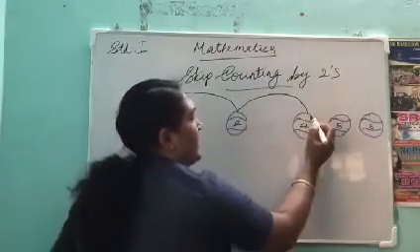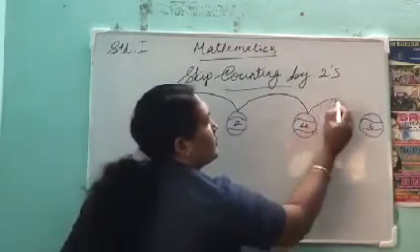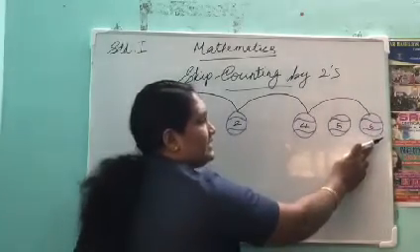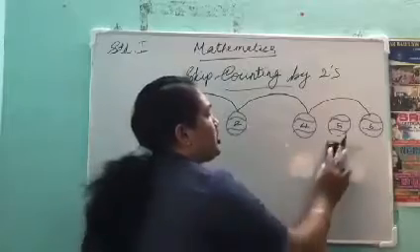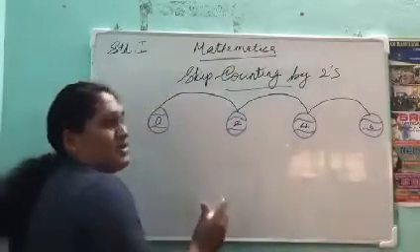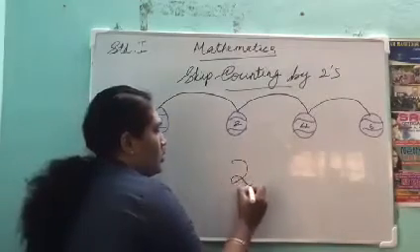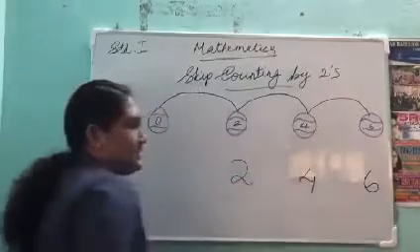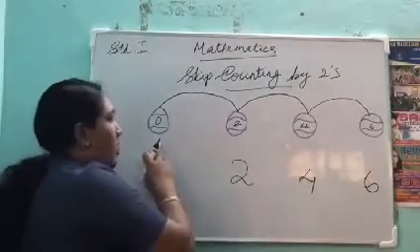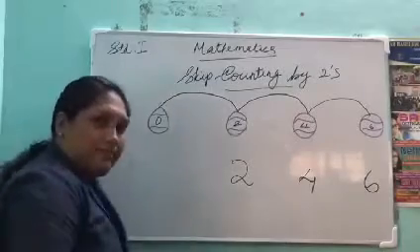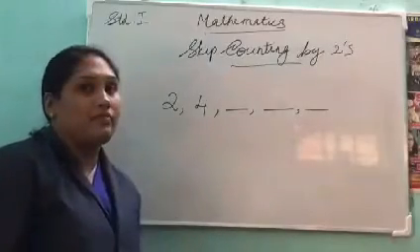Again it skips to number ball 6, and it is not touching the ball number 5. Which numbers did we get? We got 2, 4, 6. This is our starting point, so we don't need to take the number 0. Okay? What will be the next number?